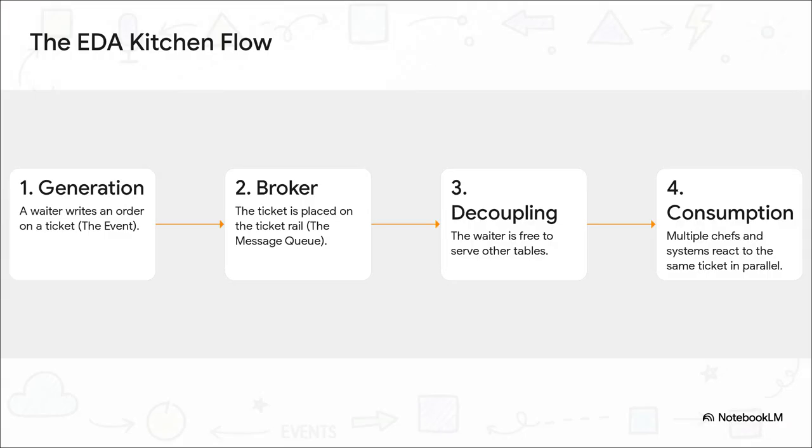So let's just follow that ticket's journey. First, the waiter generates the event by writing the order. That ticket rail, that's the broker, the central message hub. As soon as the ticket is on the rail, the waiter is decoupled and free to go. And now the really cool part, multiple people can react to that same event at the same time. The grill chef starts the steak, the salad chef preps the greens, and the billing system even adds it to the tab. And think about this. What happens if the salad station is backed up? Nothing. The steak still gets cooked. The whole system doesn't crash. It just keeps on working.